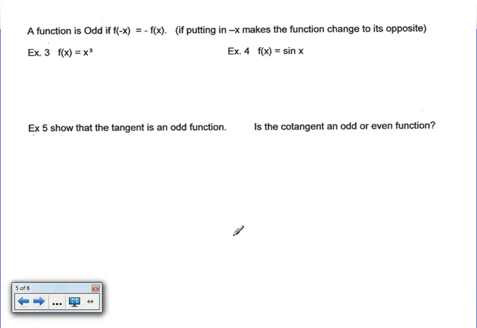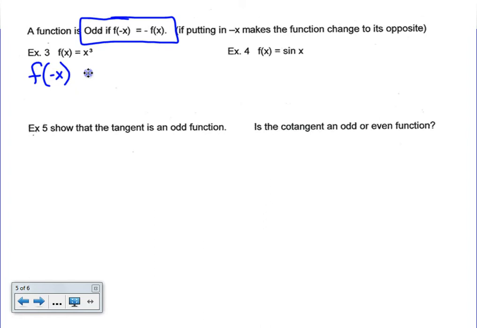Okay. The concept of odd and even functions is actually back from college algebra. A function is odd if, when you plug in a negative value for the x's, it comes out to a negative version of the original function. So from college algebra, remember when you did f of negative x for this particular function.